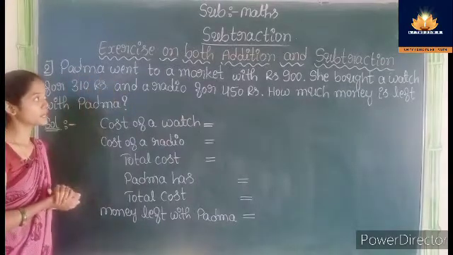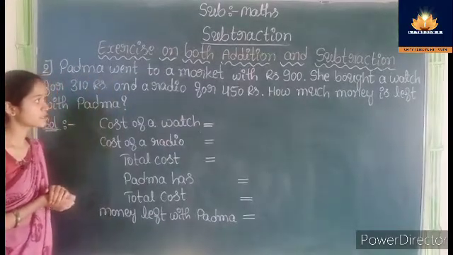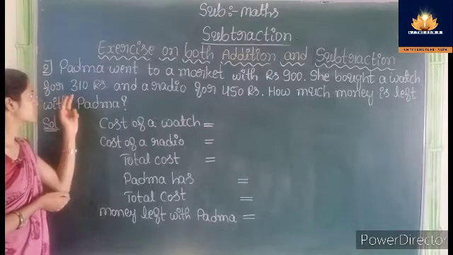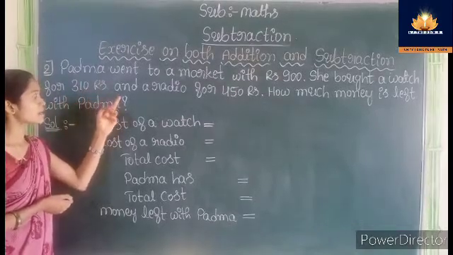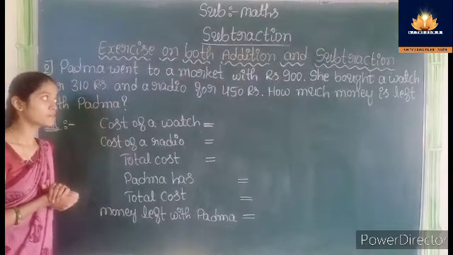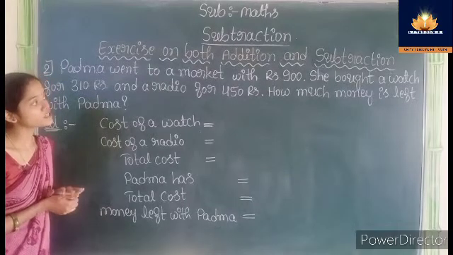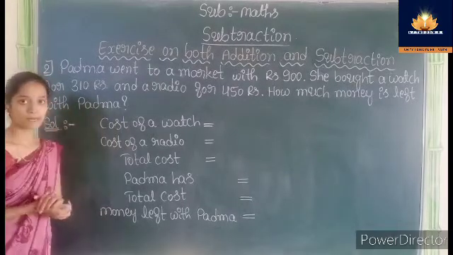Padma went to a market with 900 rupees. She bought a watch for 310 rupees and a radio for 450 rupees. How much money is left with Padma?